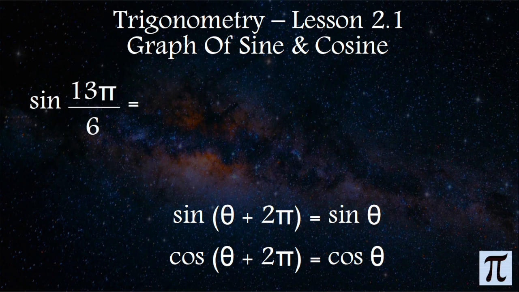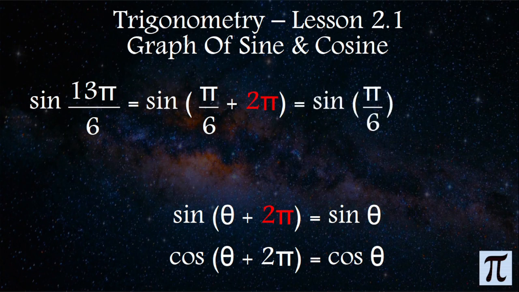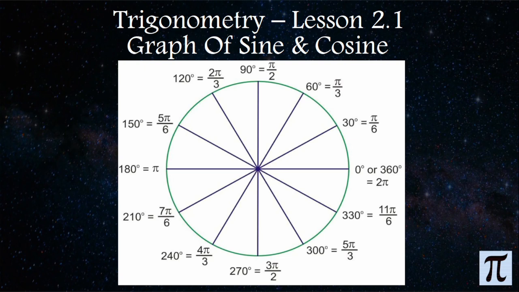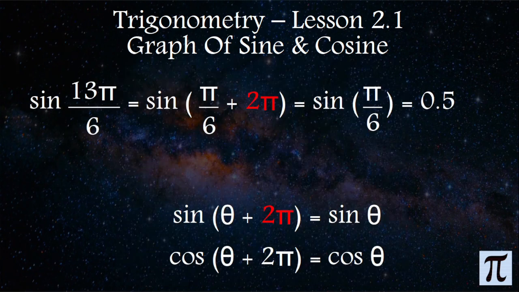Sine of 13 pi over 6. Well, that looks a little weird. But let's think about it as sine of pi over 6 plus 2 pi, or 12 pi over 6. We know when we have this 2 pi in here, we can just pretend it's not there and end up with the sine of pi over 6. This might be a good time to refresh yourselves about what the various radian degree measurements are around the circle. So here, pi over 6 is equal to 30 degrees. And you can use a calculator or a chart to find that the sine of 30 degrees is 0.5.